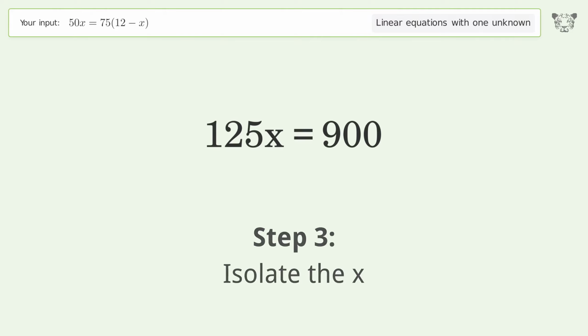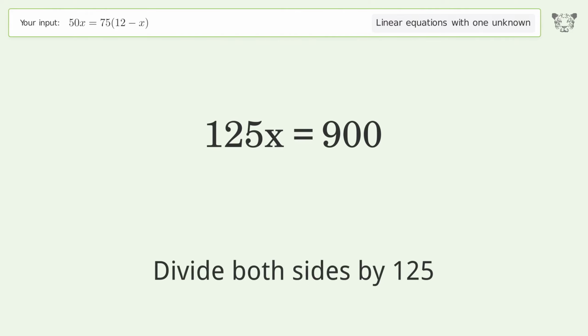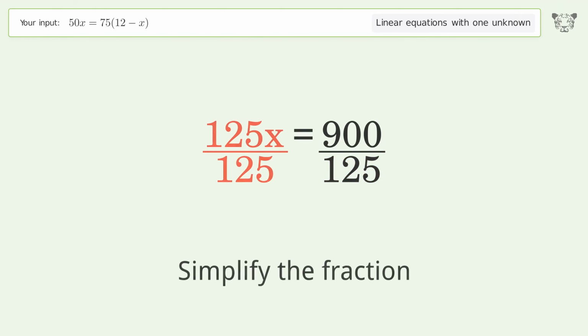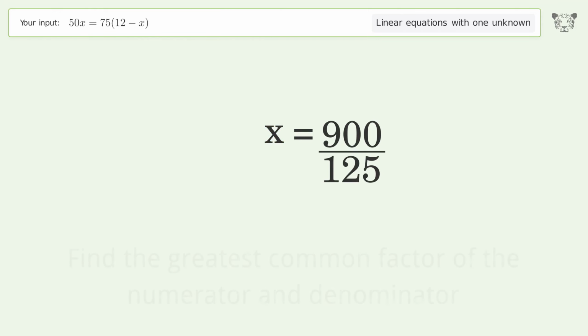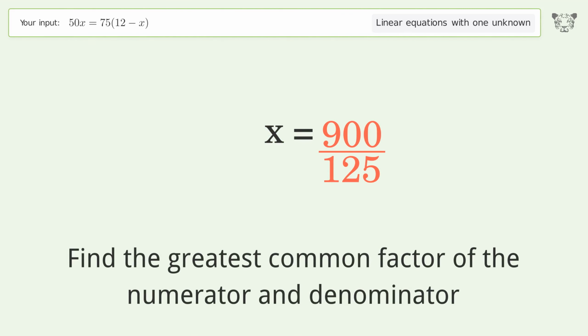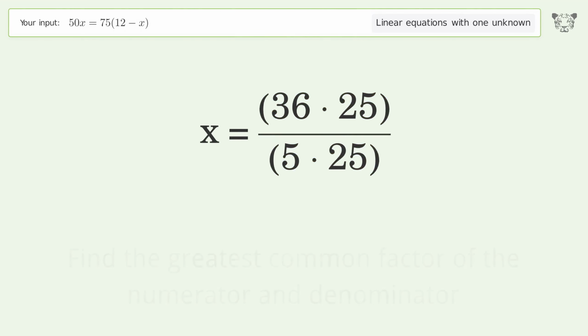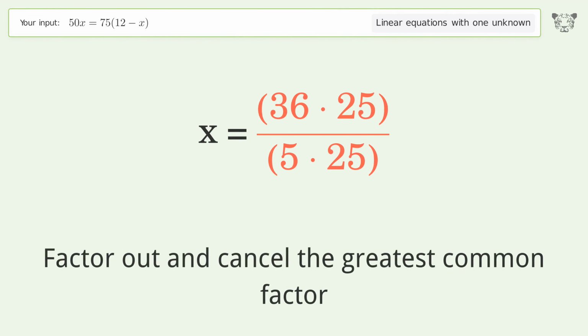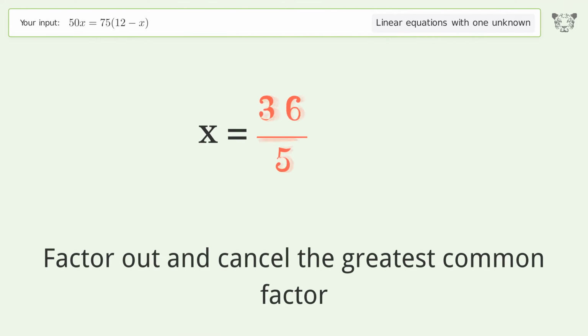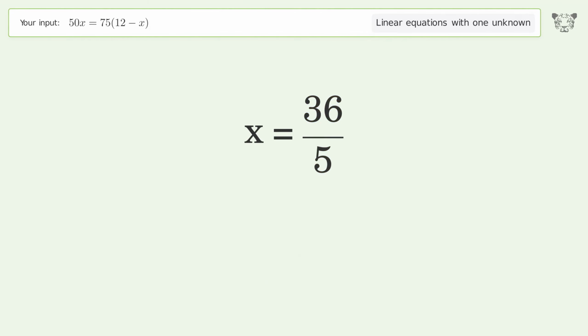Isolate the x. Divide both sides by 125. Simplify the fraction. Find the greatest common factor of the numerator and denominator. Factor out and cancel the greatest common factor. And so the final result is x equals 36 over 5.